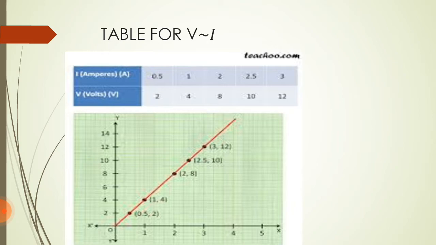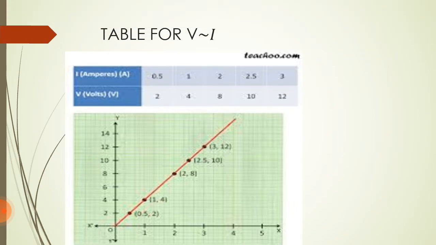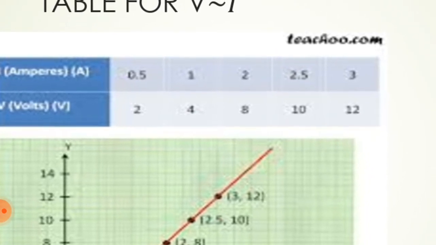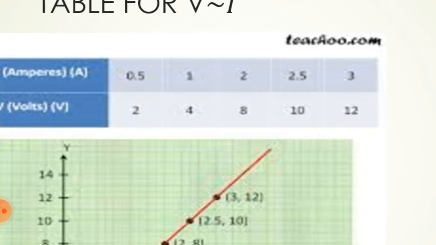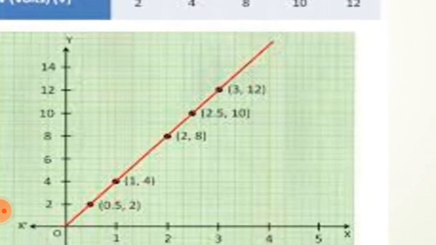We will alter the knob of the rheostat, so the voltmeter reading will change and the ammeter reading will change. We will write these down in table form. This is the table. In one column we write the voltmeter reading, in the other the current reading. Here the voltage is 2 volt, current is 0.5 ampere; 4 volt, 1 ampere; 3 volt, 2 ampere; 10 volt, 2.5 ampere; 1.2 volt, 3 ampere. So we fill the table.